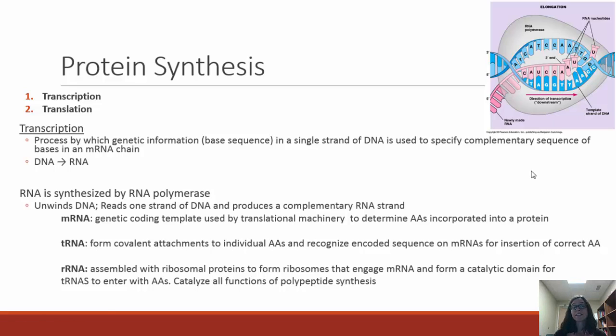Now we also have tRNA, or transfer RNA, and this type of RNA forms covalent attachments to individual amino acids and recognizes the encoded sequence on mRNAs for insertion of the correct amino acid.